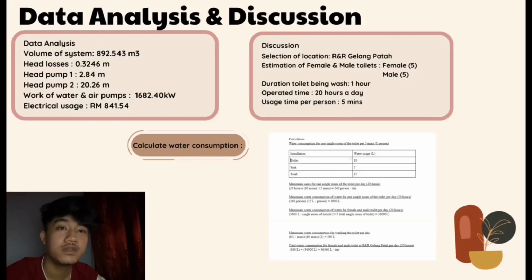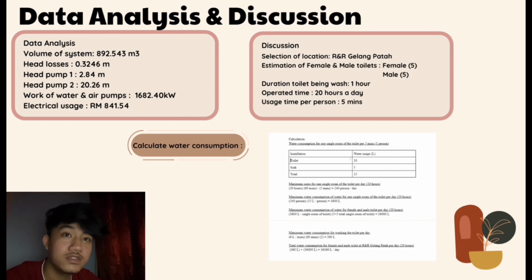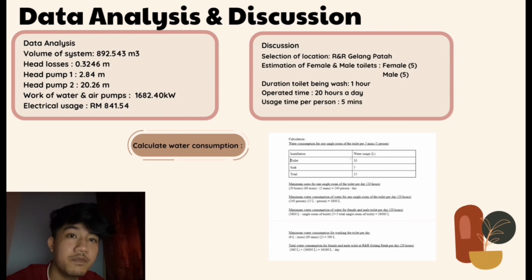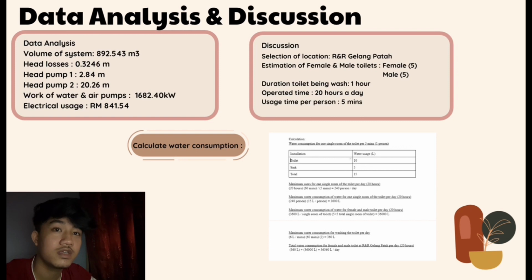So let me explain to you guys about our data analysis and discussion of our group members. Based on data analysis, we get that the volume of the whole system is 892.54 meter per cube. Our head losses we get from the calculation is 0.3246 meter, and our head pump is 2.84 meters, and head pump 2 is 20.26 meter.